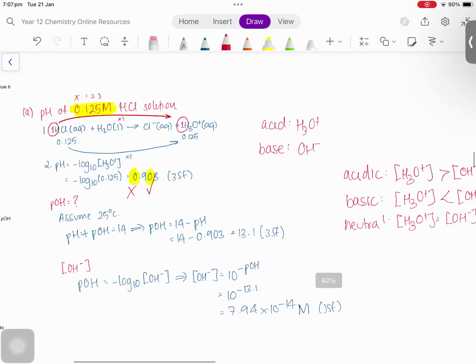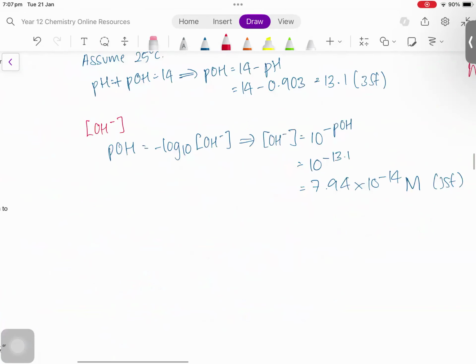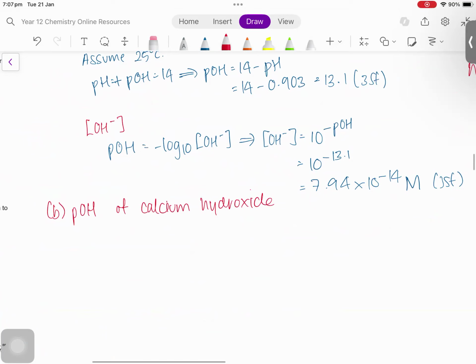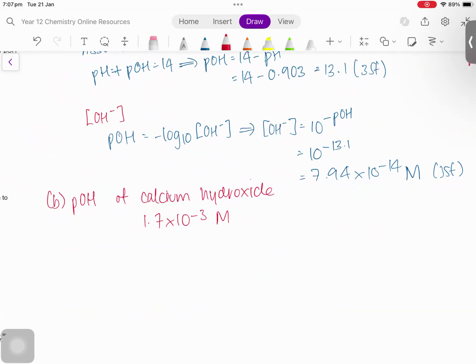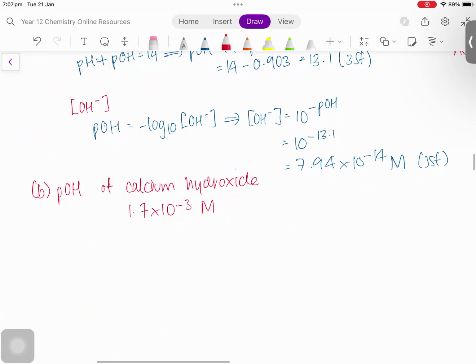Okay. Let's do part B and let's calculate the pOH of, let's say, calcium hydroxide. I'm going to write in words. You're going to give me the formula instead. What's the formula for calcium hydroxide? I have to give you the concentration as well. So let's go 1.7 times 10 to the minus 3 molar. Calcium is in the second column on your periodic table. Yeah, calcium's in the second column.